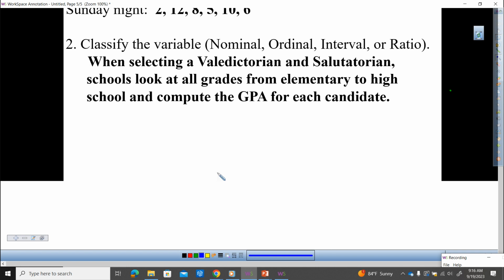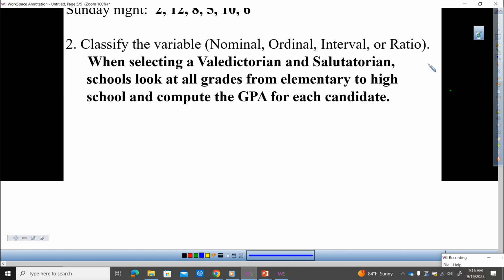All right, number 2, classify the variable, either nominal, ordinal, interval, or ratio. Here's the situation. When selecting a valedictorian and salutatorian, schools look at all grades from elementary all the way to high school and compute the GPA for each candidate. They rank the candidates according to GPA. Since they go far back, the GPA goes to the hundreds, so they're really careful. Sometimes they need to go one more to the thousandth decimal. So, tell your neighbor what kind of variable that is, nominal, ordinal, interval, or ratio, and tell them why.